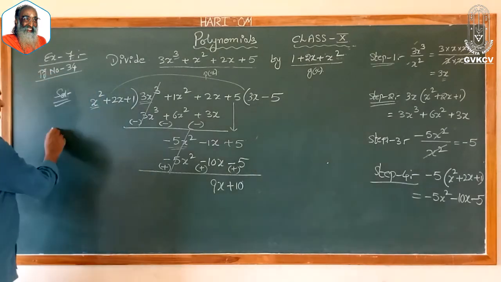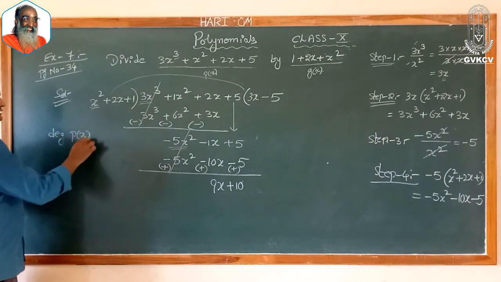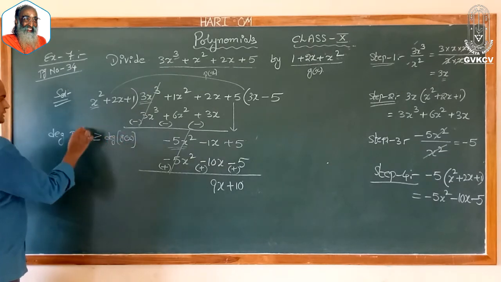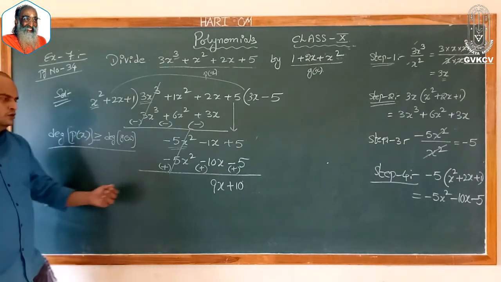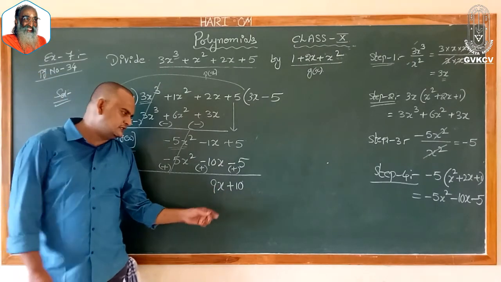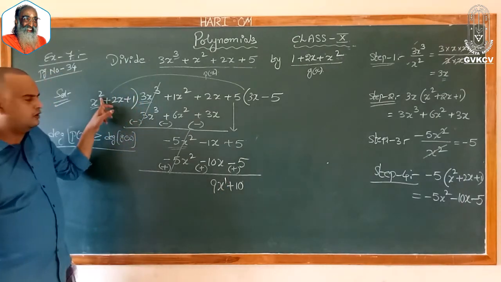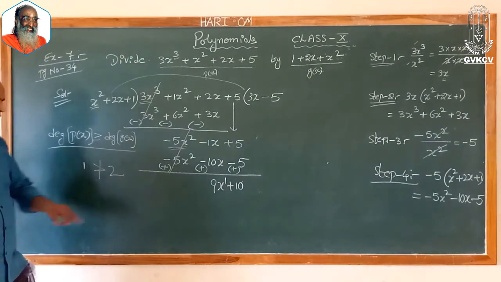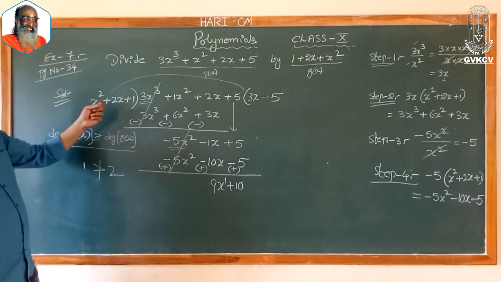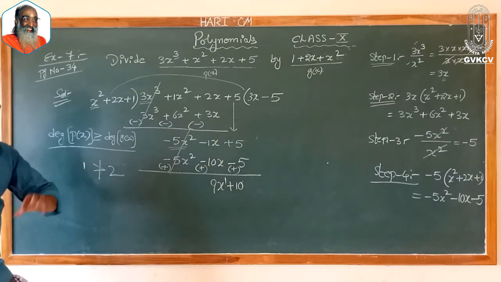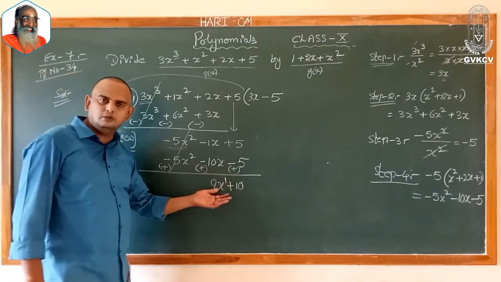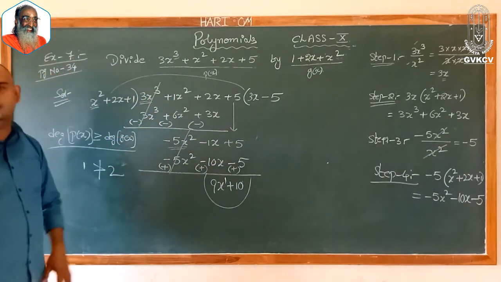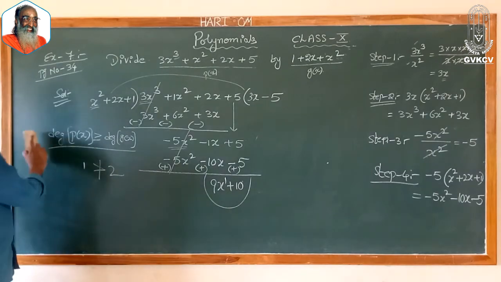As I told you, the degree of f(x) must be greater than or equal to the degree of g(x). This is the condition I have given you. Now, this is our new dividend. What is its degree? 1. What is the degree of the divisor? 2. 1 is not greater than or equal to 2. So, we can't continue the calculation. We can stop here. So, this is the procedure of division of polynomials.